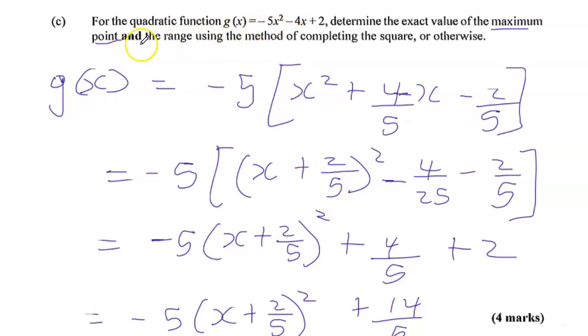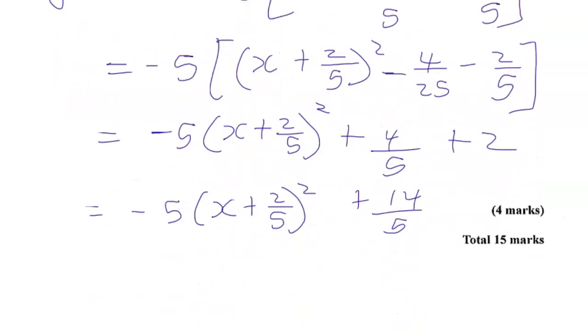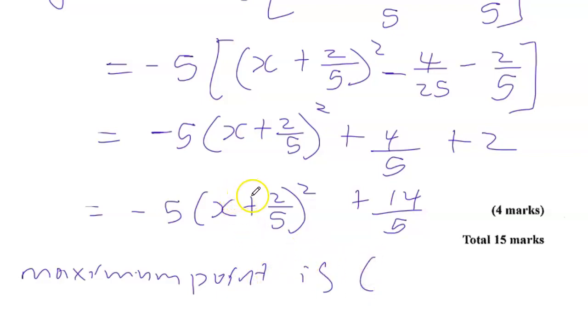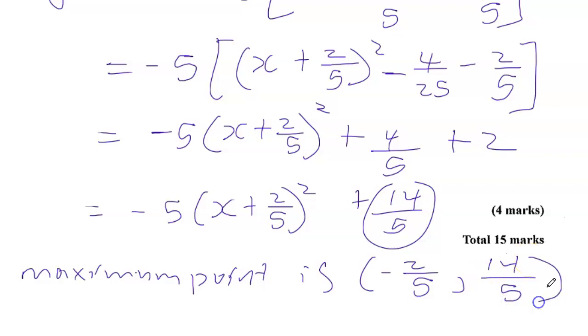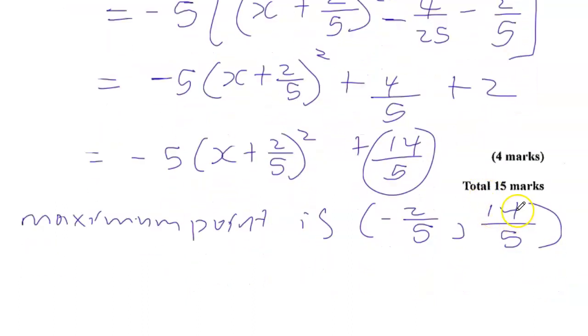Right, so the maximum point is whatever value makes the bracket 0, that would be negative 2/5 for the x, and the y coordinate is what we have here, 14/5. So that's the maximum point. So we're saying that 14/5, or you say 2 4/5, is a maximum y value.